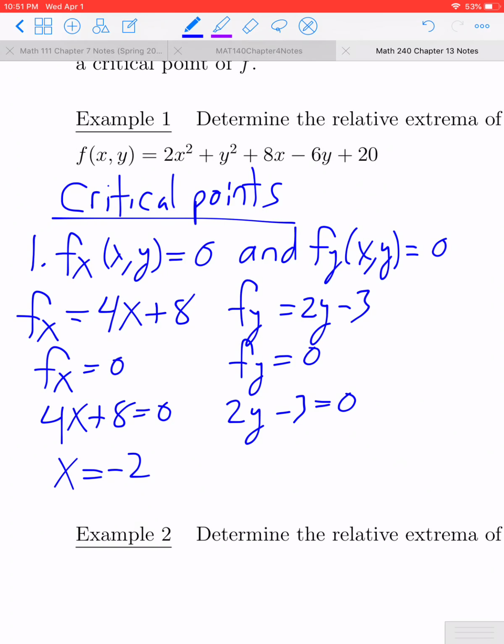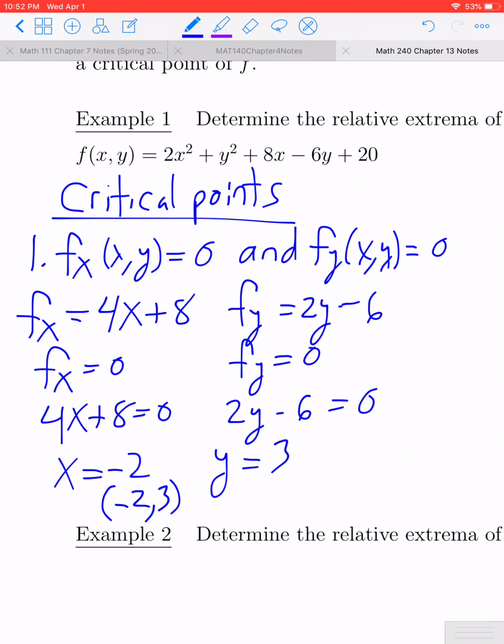Excuse me, why did I get 3 there? That should be 6. That's 2y minus 6. 2y minus 6 should be equal to 0, or in other words, when y equals 3. We want to pay close attention to the way that this is worded. This is an and statement, so we would need both x to be negative 2 and y to be 3. So that gives us the critical point negative 2, comma 3.